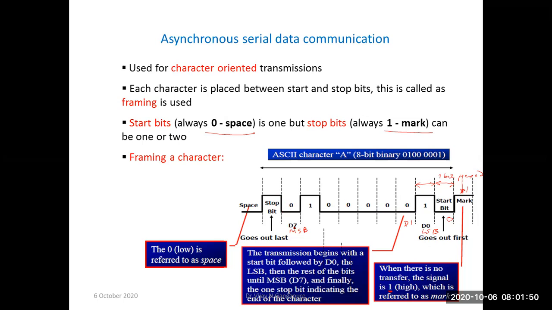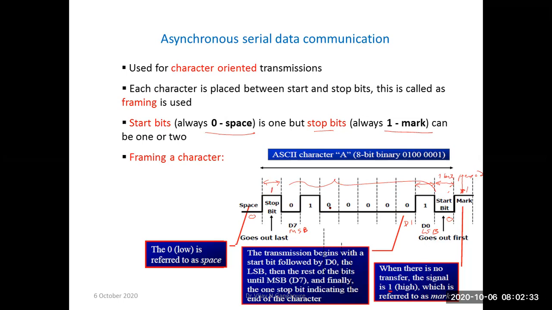After this D7 bit, there will be a stop bit. Stop bit is always 1. So after the D7 bit, that stop bit, meaning mark, will be put. And after that, again the signal will go low, that is, it will become space. In this way, these 8 bits of data to be transmitted, that is D0 to D7 bits, are framed between the start bit and stop bit. Start bit is space, that is 0, and stop bit is 1, that is mark.